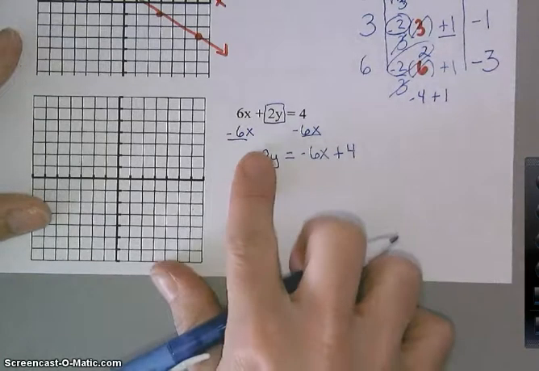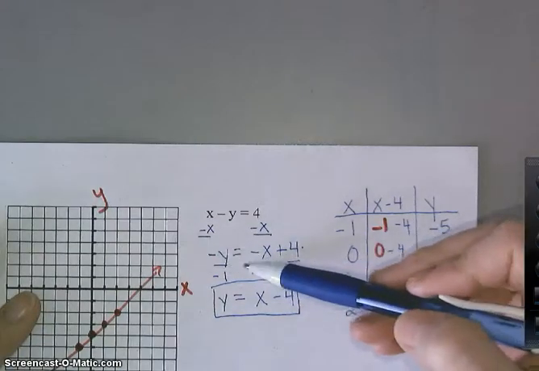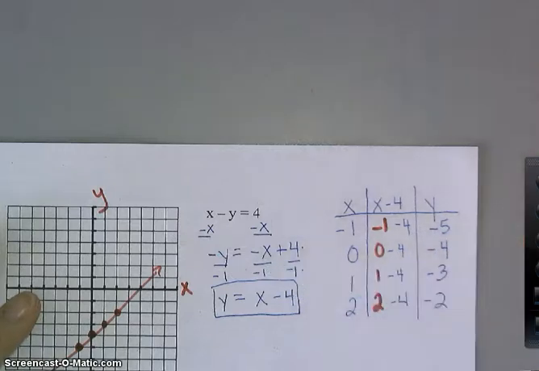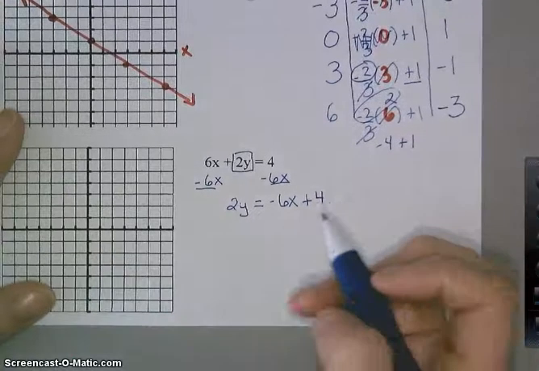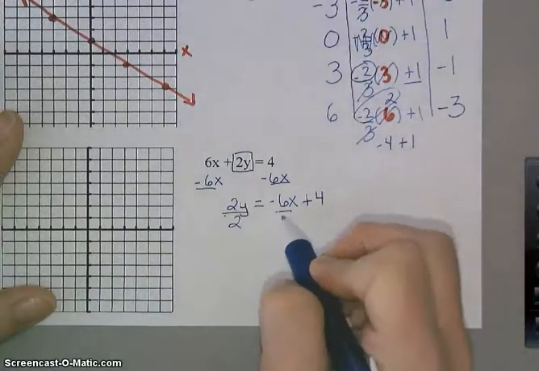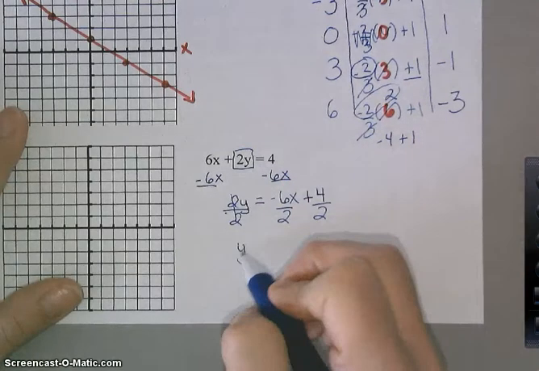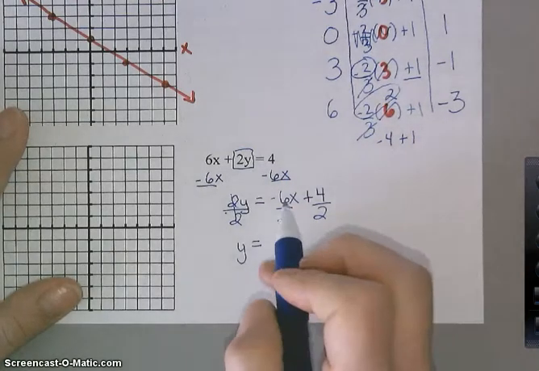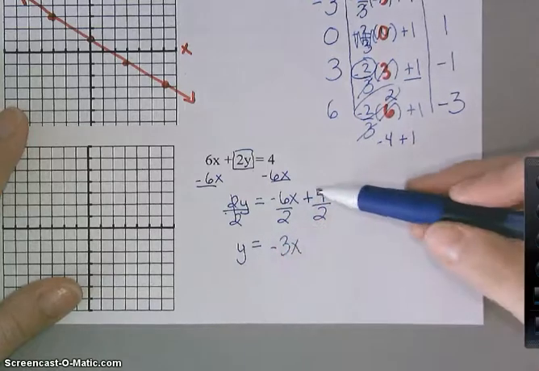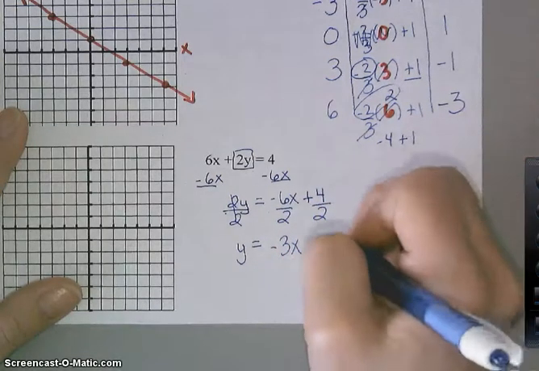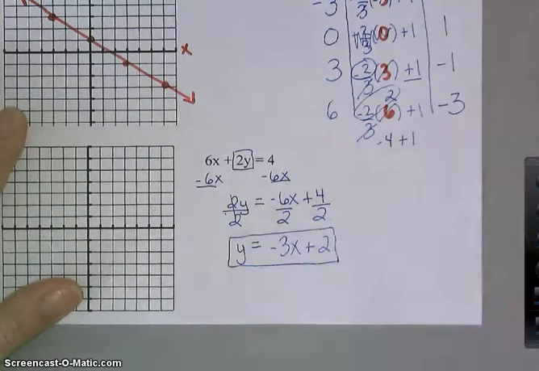Well now, like in our problem up here, where we had a negative attached to the y, where we divided everything by negative 1, that's similar to this problem, but this time I have a 2 attached. So this time I have to divide everything by 2. And then I get y is equal to negative 6x divided by 2 gives you negative 3x. And then 4 divided by 2 is 2, and that's positive. So then here is my newly solved function.